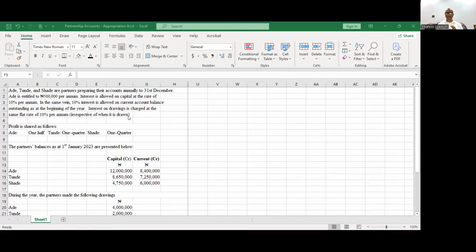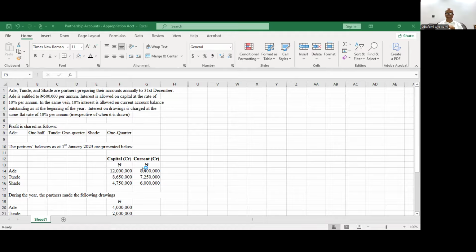This is very important because in some cases interest is charged based on tenure. But in this case we're saying irrespective of the time, it is 10%. Profit is shared as follows: Ade, 1/2, Tunde, 1/4, Shade, 1/4. The partners' balances as at 1st January 2023 are presented below.